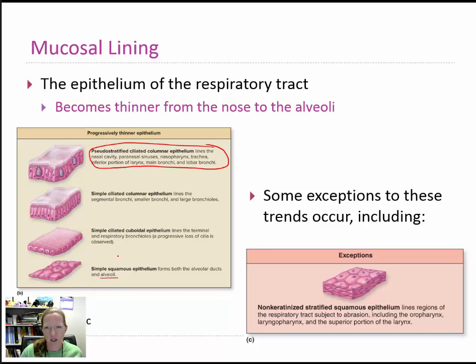Remember that a lot of the structures in the conducting zone are just going in and passing air through. So that's why most of the conducting zone is going to have this pseudostratified ciliated columnar epithelium. So you have your nasal cavity, the sinuses, the nasopharynx, the trachea, the inferior portion of the larynx, the bronchi, the main and the lobar bronchi. And then it's towards the end of the conducting zone where it starts to become thinner, eventually getting to the alveoli that's going to have this simple squamous epithelium.